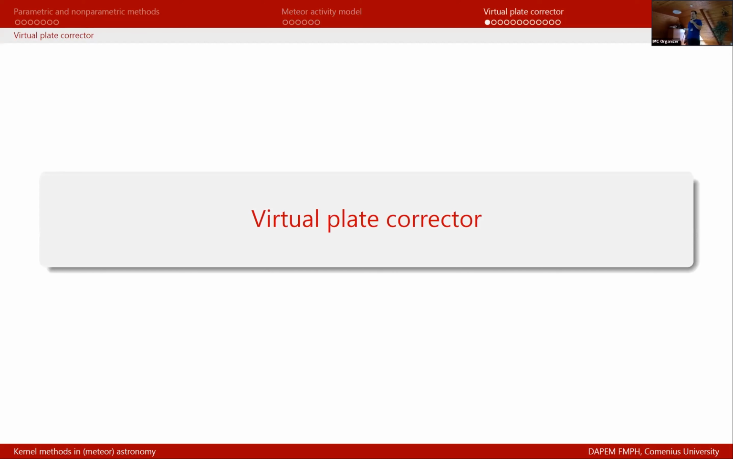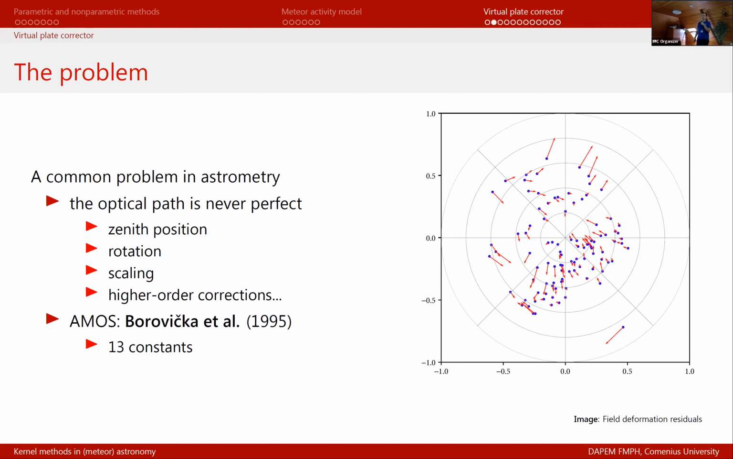The second thing I'm going to be talking about is a virtual plate corrector, and I find it very lucky that Mike was talking about something very, very similar. I propose a method for correcting this. Our common problem in astrometry is that we have an optical path that is never perfect. In particular with AMOS, we have an image intensifier, a fisheye lens, a chip, and whoever has seen the innards of the device knows that it's pretty difficult to get it all right. So the zenith position is usually not absolutely correct. It can be rotated around the vertical axis. The scaling and other distortions introduced by the optical system are all there.